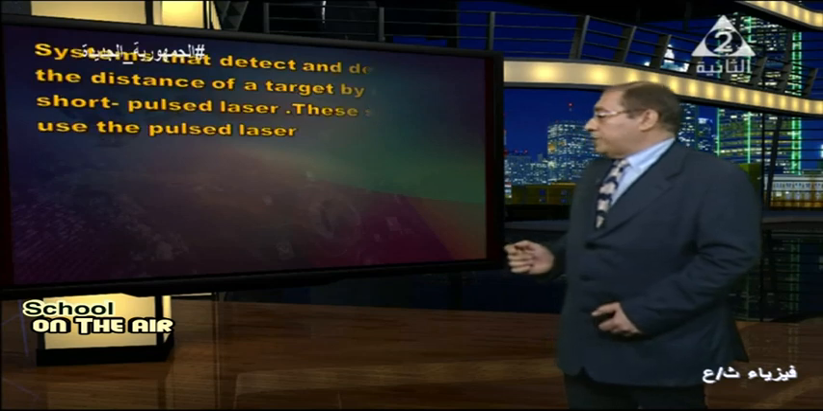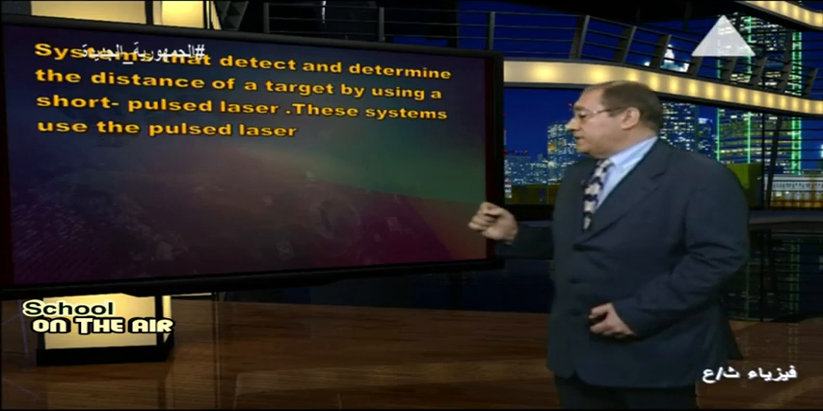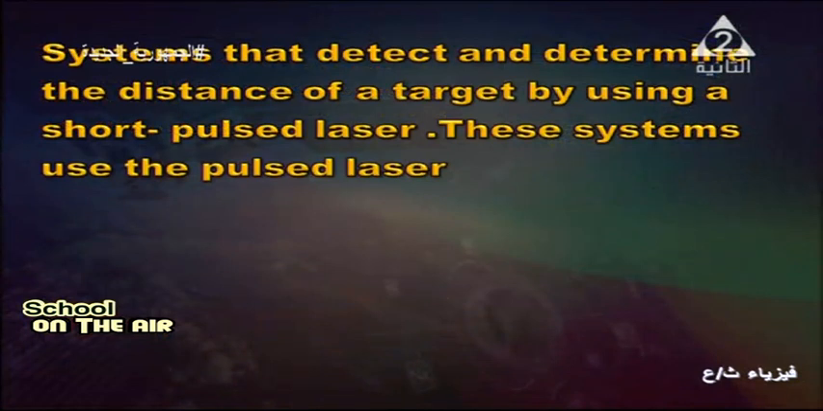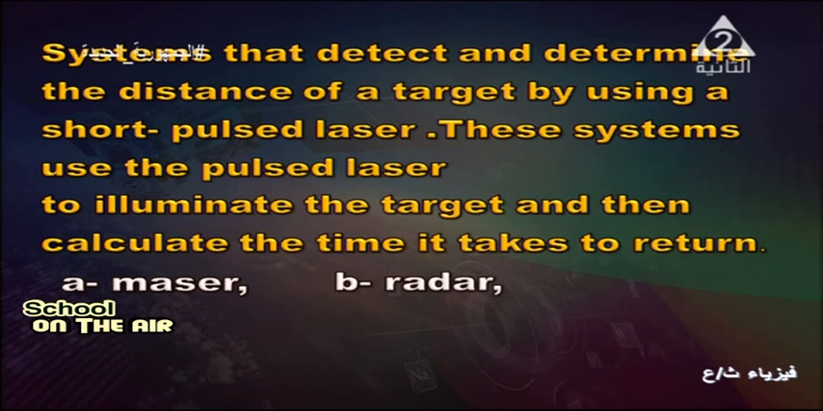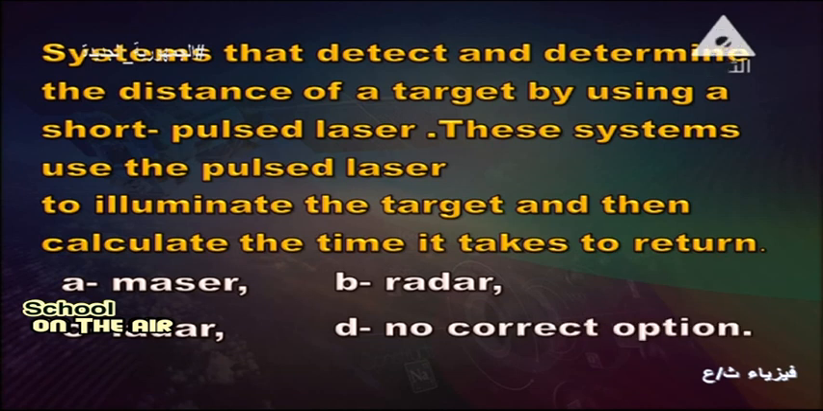Another choice, systems, very important questions, very hidden piece of information. Systems that detect and determine the distance of a target by using a short pulsed laser. These systems, yes, use the pulsed laser to illuminate the target and then calculate the time it takes to return. Okay, what about these systems? They are maser, radar, lidar, or no correct answer. Maser, by the way, is laser in the microwave region.